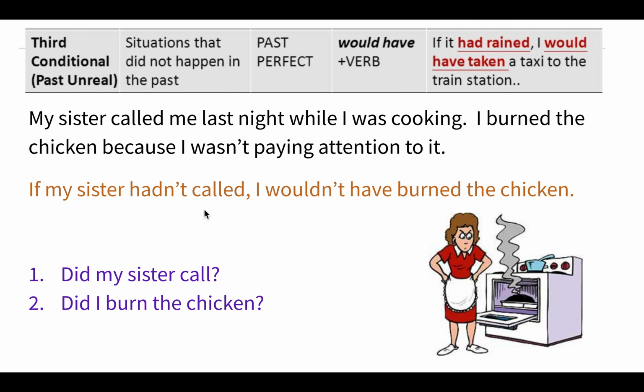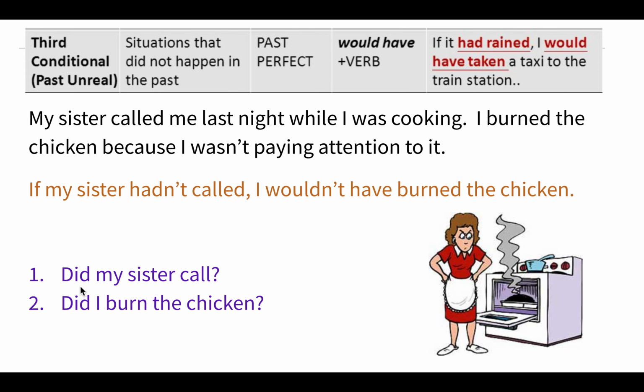Here's another example, and I have the third conditional chart up here for you. In black, I have the truth. And then in orange, I have the conditional sentence. Let's read. My sister called me last night while I was cooking. I burned the chicken because I wasn't paying attention to it. If my sister hadn't called, I wouldn't have burned the chicken.